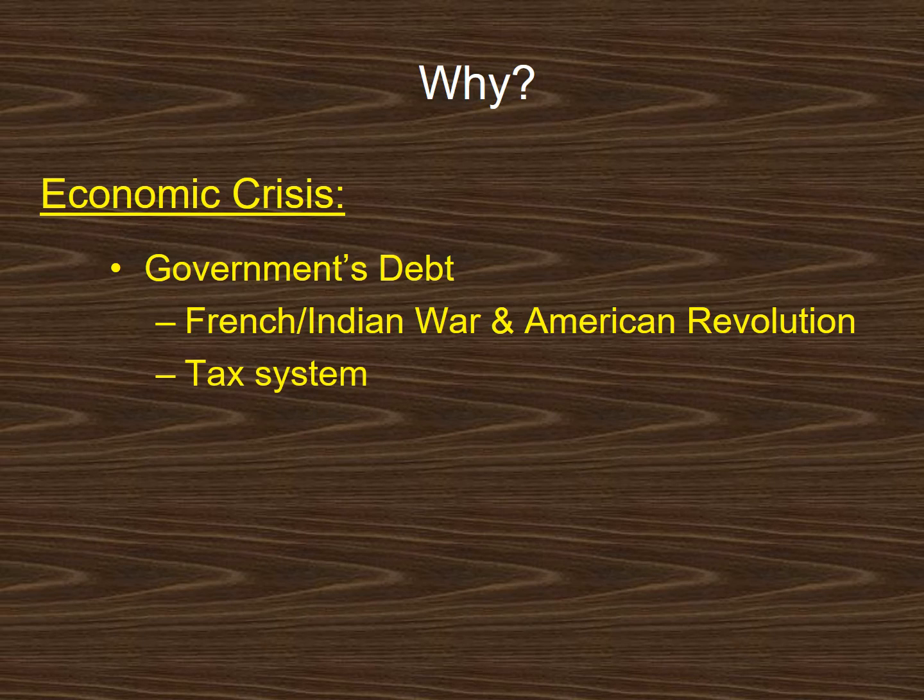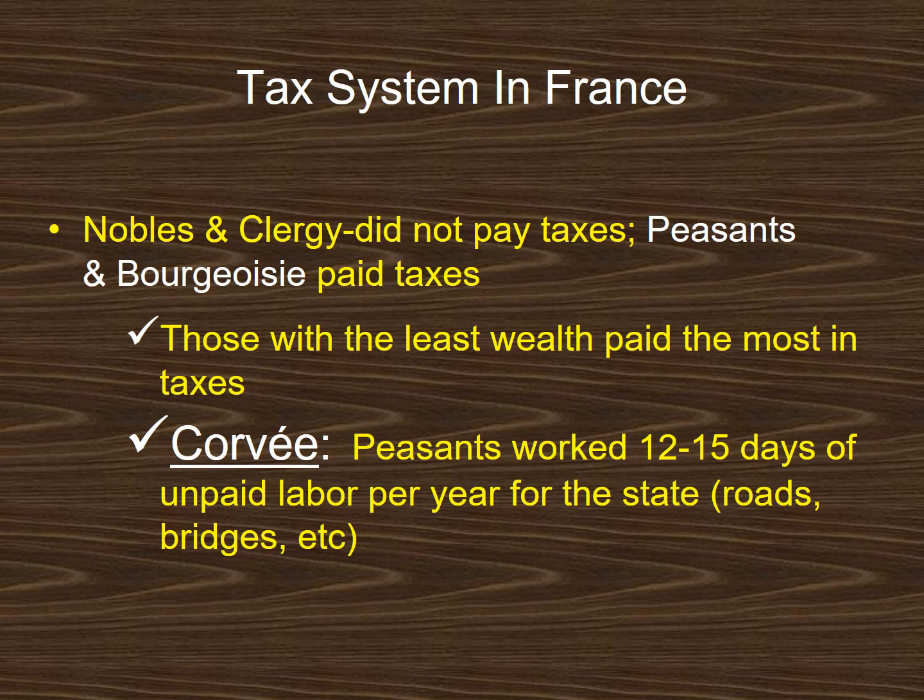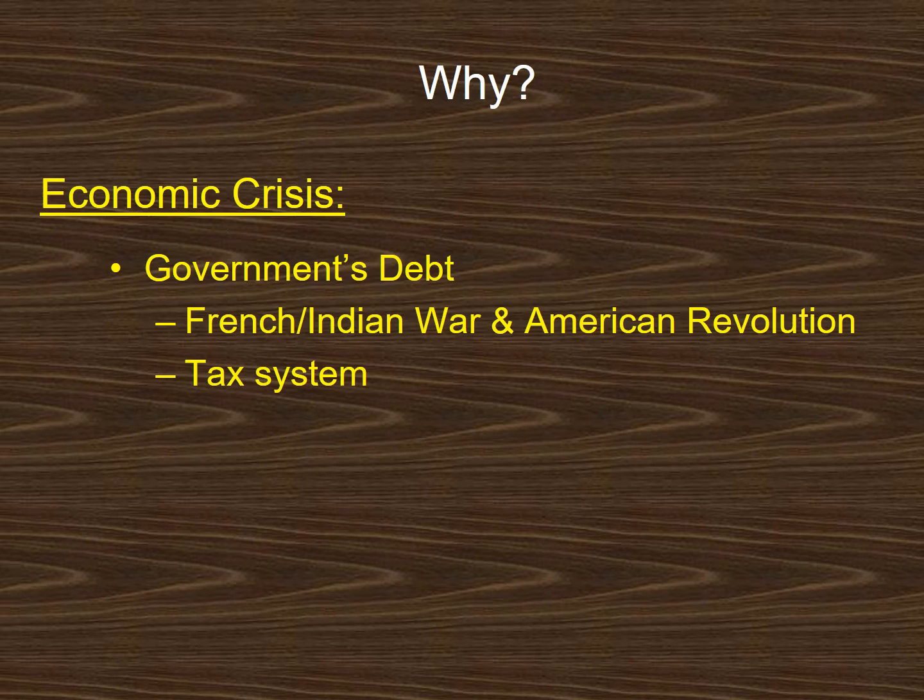But another factor was the way the tax system was set up in France. Do you remember this slide from a previous lecture? The tax system in France was terribly ineffective. The bulk of the taxes were paid by the peasants and the bourgeoisie. These were the groups in society that had the least amount of wealth. They also created a tremendous amount of resentment in France because the corvée was something that the French peasants were required to do. They had to work 12 to 15 days of unpaid labor each year for the state because they usually didn't have the cash in order to pay their tax.